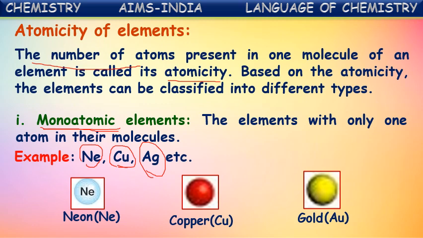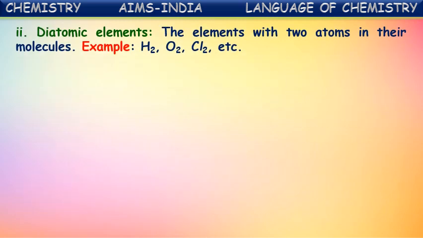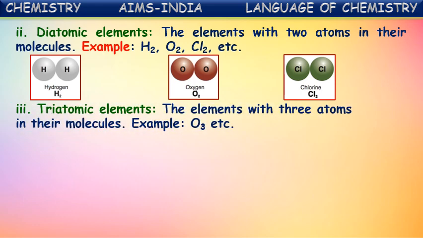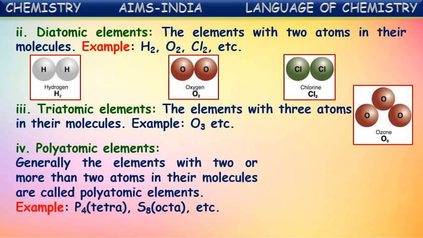One represents mono. Okay. Next come to the diatomic elements. Di represents two. The elements with two atoms in their molecules. H2 molecule is there. Hydrogen is represented with H, but that is a hydrogen atom. While representing the hydrogen molecule, it will have two atoms. Two atoms combine and form a hydrogen molecule. H and H, H2. This is a molecule.